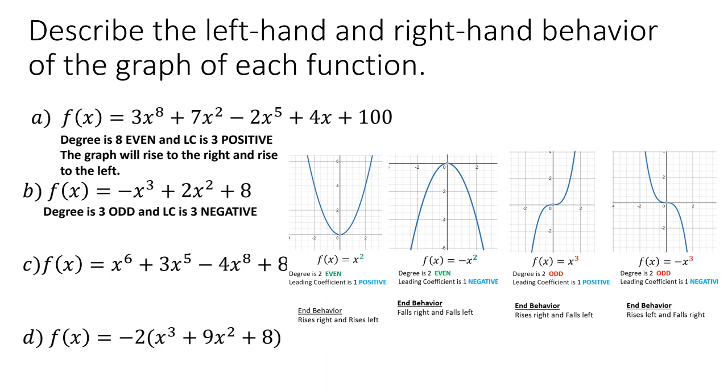It's an odd polynomial, an odd function. Since the leading coefficient is negative, it's going to rise on the left, fall on the right. Okay. How about C? We've got to be careful, right?